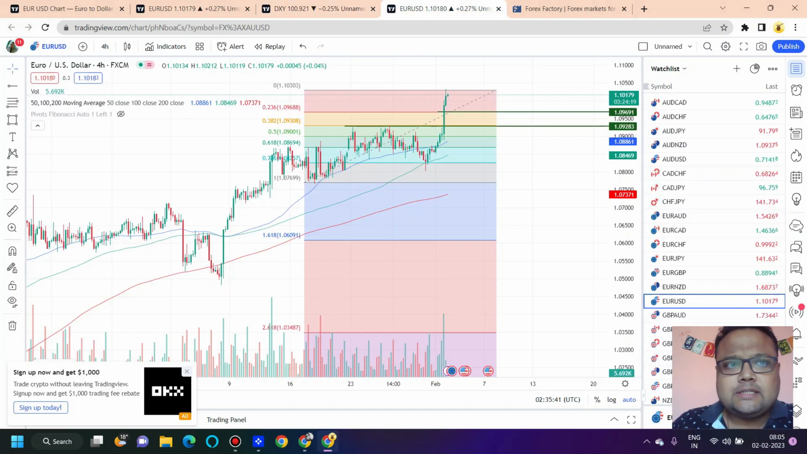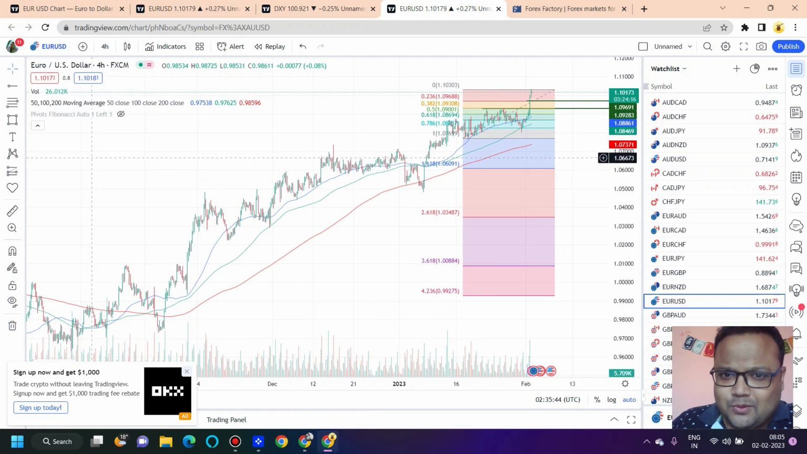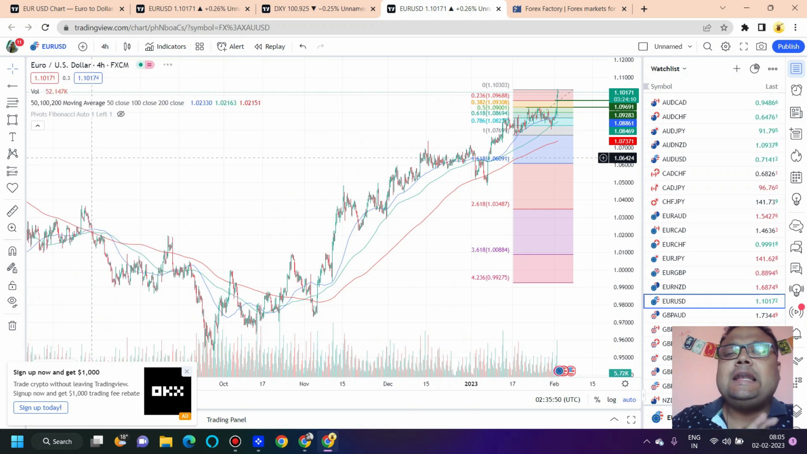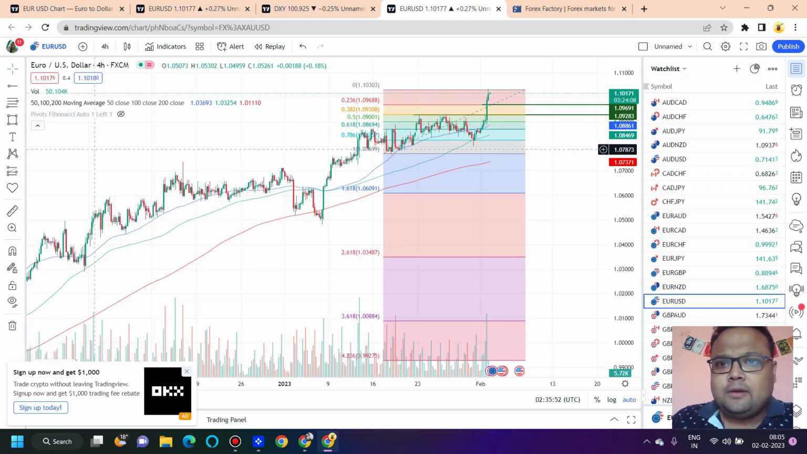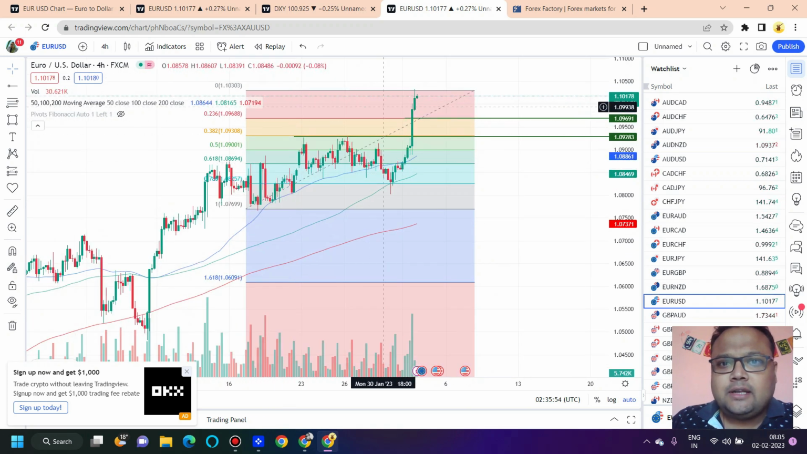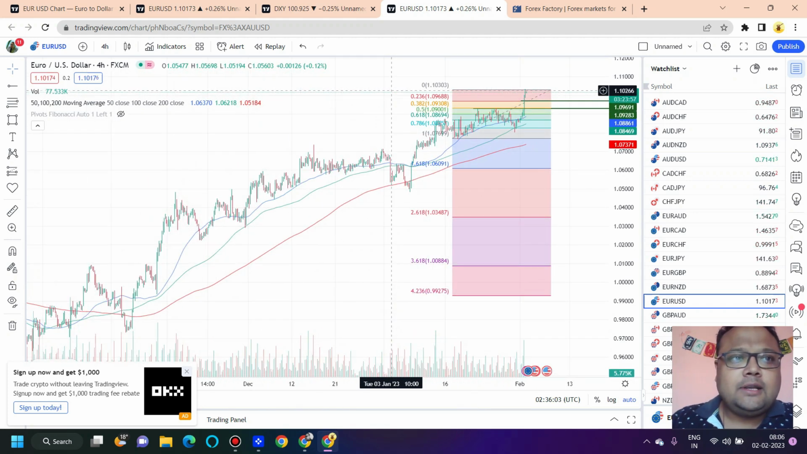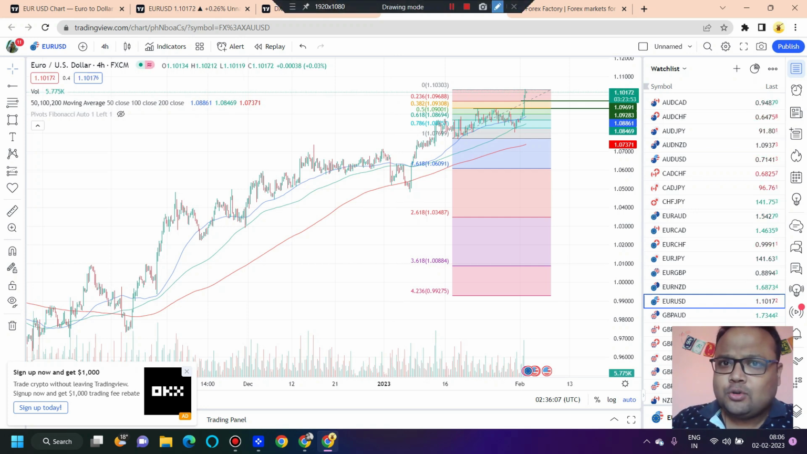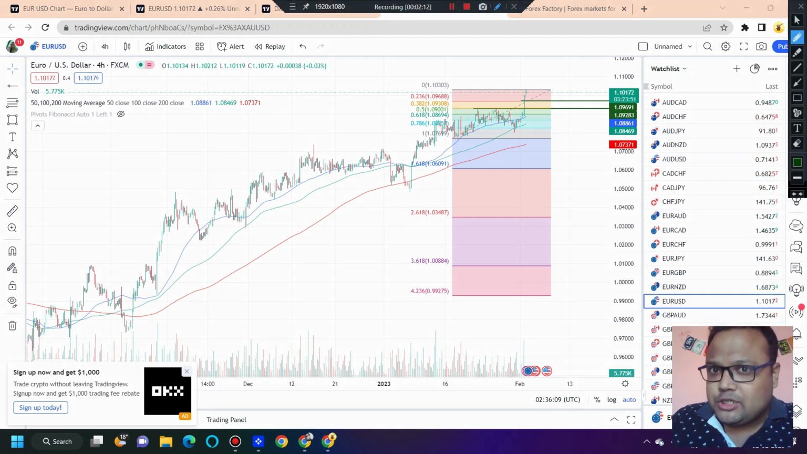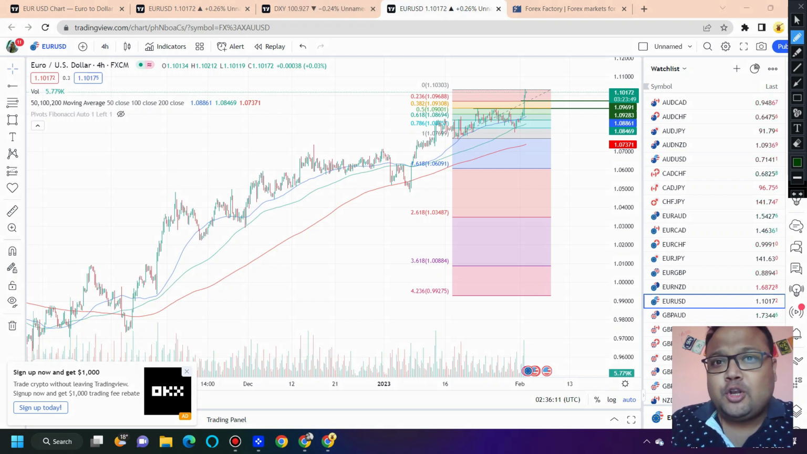Okay. Now let's look at the chart of Euro USD. To be honest, there are not many things to discuss about the chart right now because this is a clean uptrend market. And yesterday the Euro USD made a high of 1.1032. This was the high made by the market, and right now the pair is standing at the highest point. So if you're already holding a buy position, then you can stay in the trade, no need to exit.